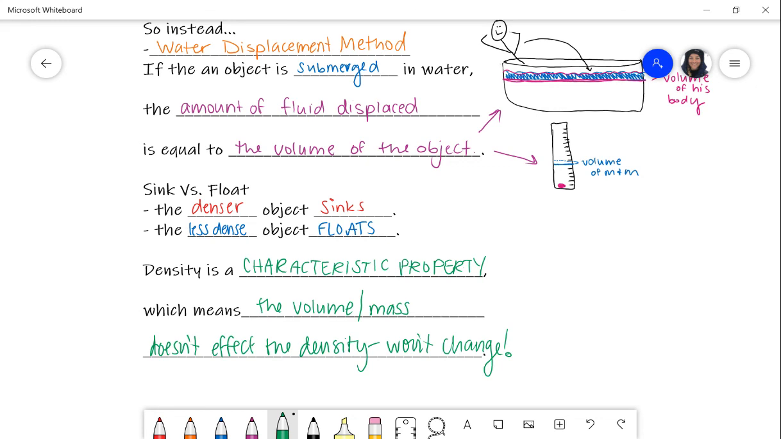Other examples of characteristic properties are the fact that water freezes at 32 degrees and it boils at 212 degrees. Those are characteristic properties. And the fact that water has a density of 1 gram per milliliter, that is also a characteristic property. It's not going to change whether we have 25 grams of water or 100 milliliters of water. Its density is never going to change. It's always going to be 1.